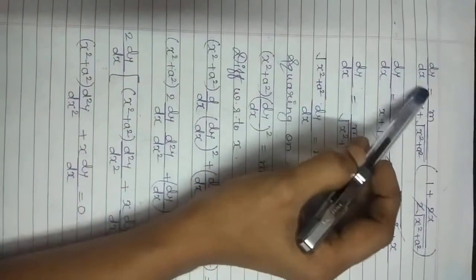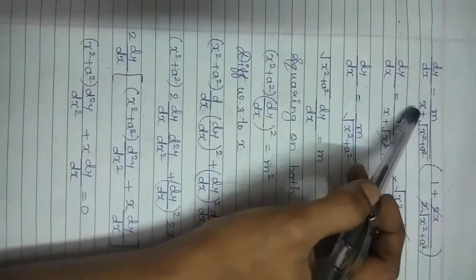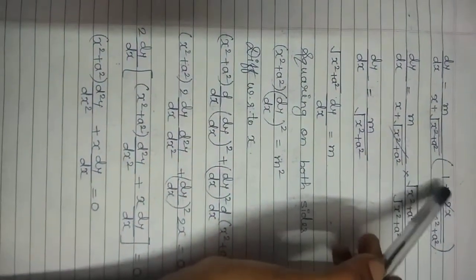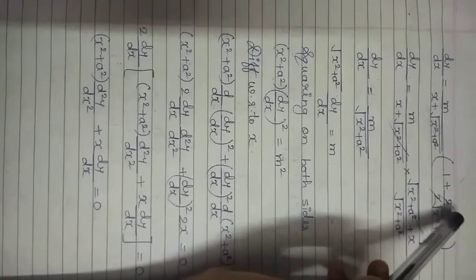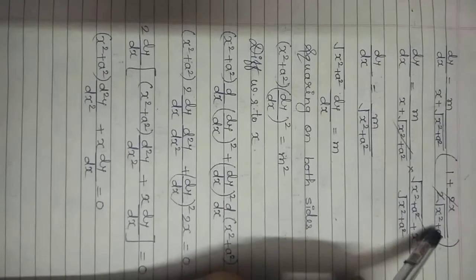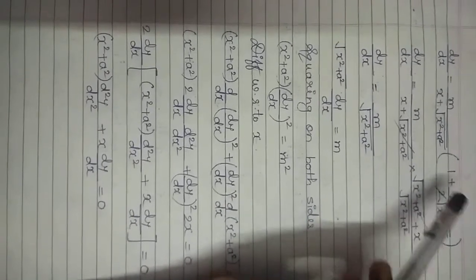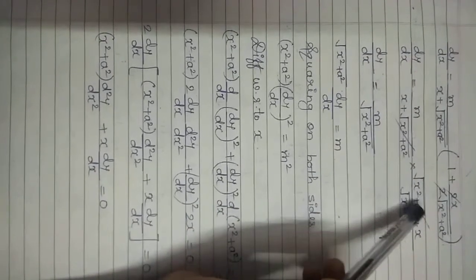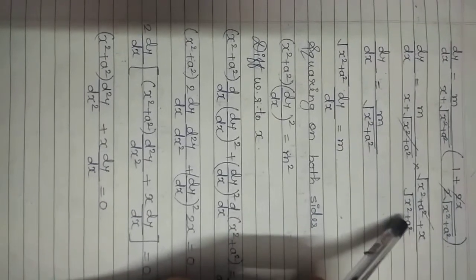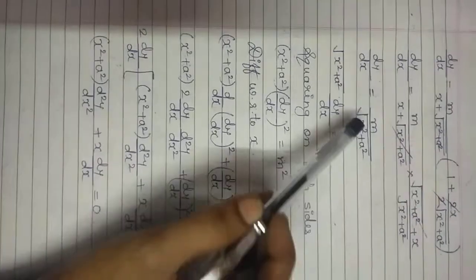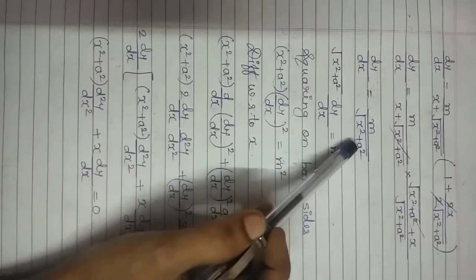So after simplification we will get dy by dx is equal to m upon x plus square root of x square plus a square into bracket 1 plus, as derivative of x square plus a square is 2x plus 0, so 2x upon 2 into square root of x square plus a square. Now this 2 gets cancelled, and if we cross multiply here, then we will get square root of x square plus a square plus x upon square root of x square plus a square. Now these two terms are similar, so we can cancel these two terms. So we will get m upon square root of x square plus a square.